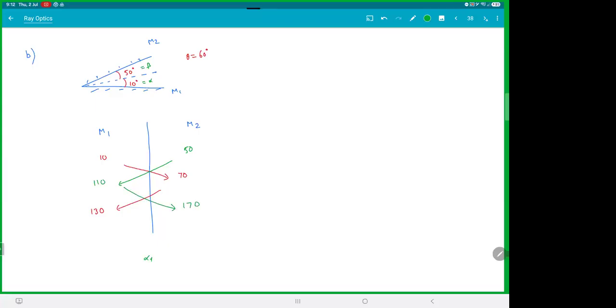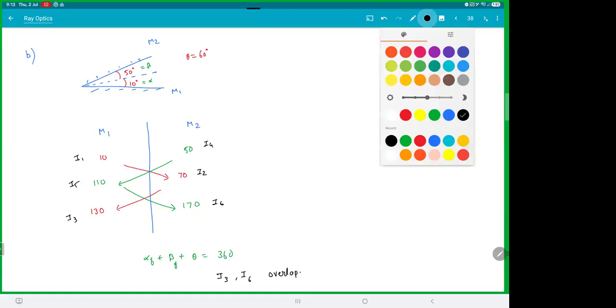And we can clearly see alpha final plus beta final plus theta: 130, 170, 330, 360. So these two guys are actually overlapping. Great. Let's call them I1, I2, I3, I4, I5, I6. I3, I6 overlap. So technically there are only 5 images.